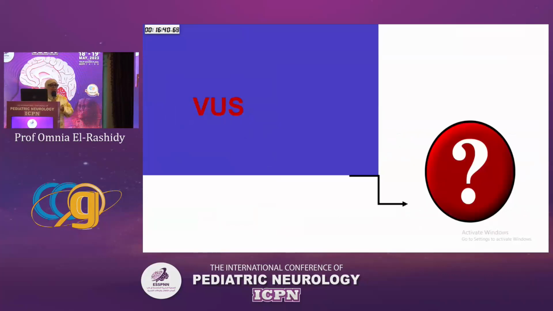Variant of unknown significance. This is a dilemma. I may have a patient with 8 variants of unknown significance. I start copying, pasting, and Googling for 6 hours. Then I get a clue to my patient's clinical picture, and I go through this clue to the variant of unknown significance, and I know the full picture of the disease and start investigating the other systems and completing the investigation of my patient to reach a diagnosis.